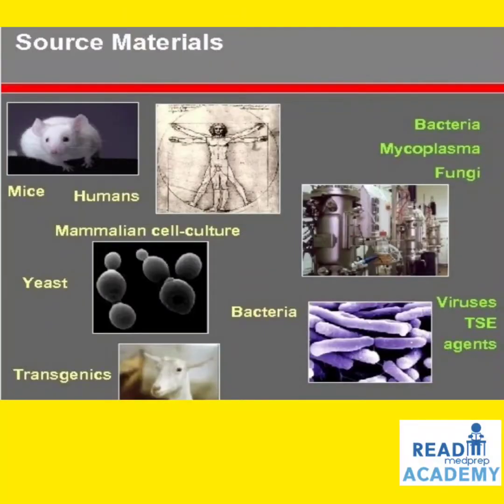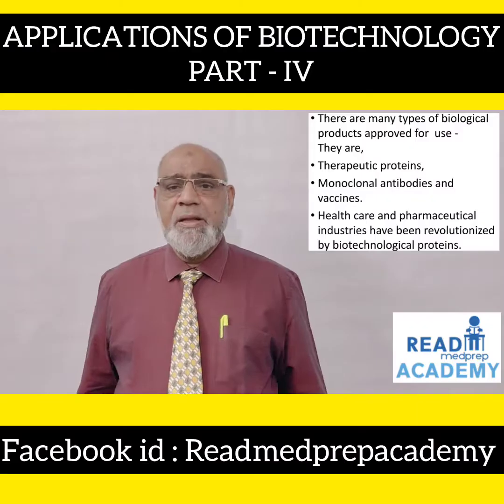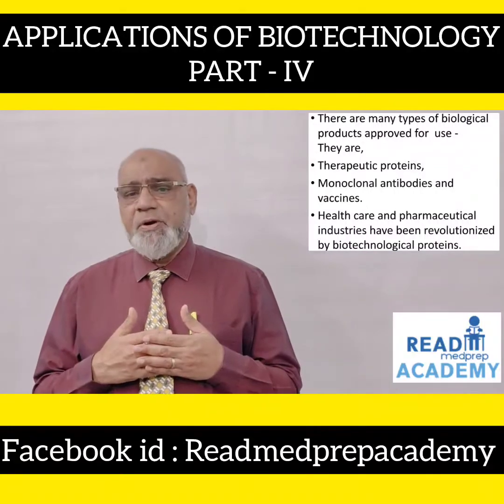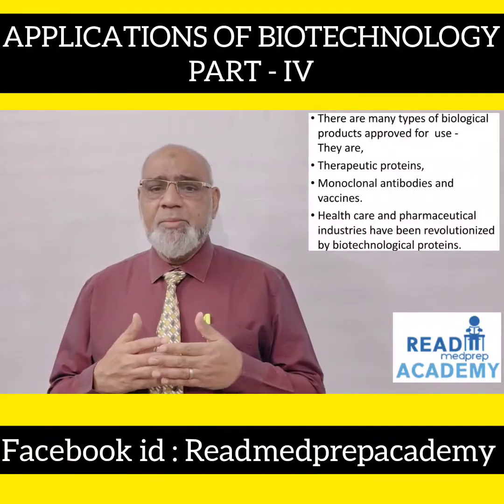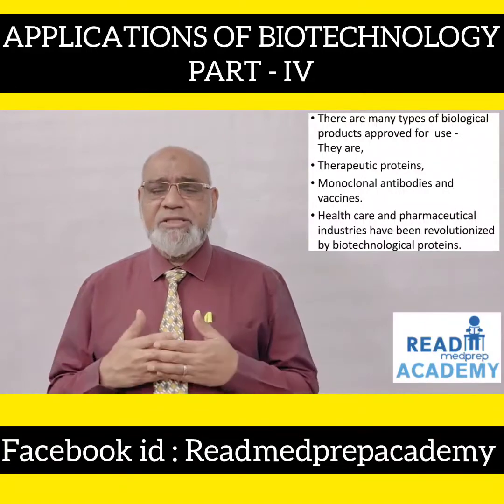Here the source materials can be mice, humans, mammalian cell cultures, yeast, transgenic animals, bacteria, mycoplasma, fungi, viruses and TSE agents. There are many types of biological products approved for use. They are therapeutic proteins, monoclonal antibodies and vaccines.